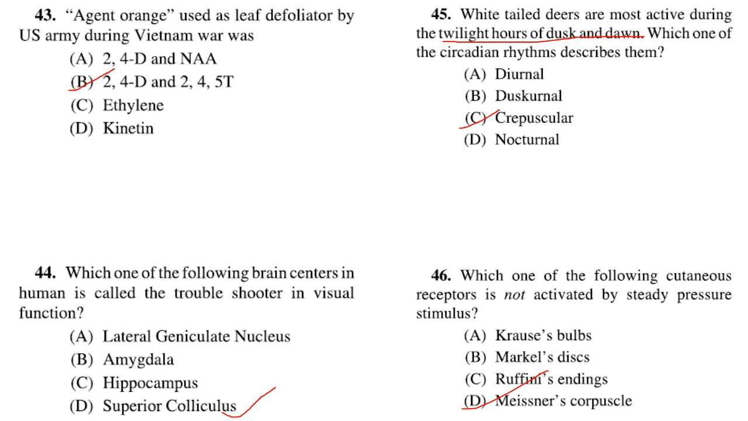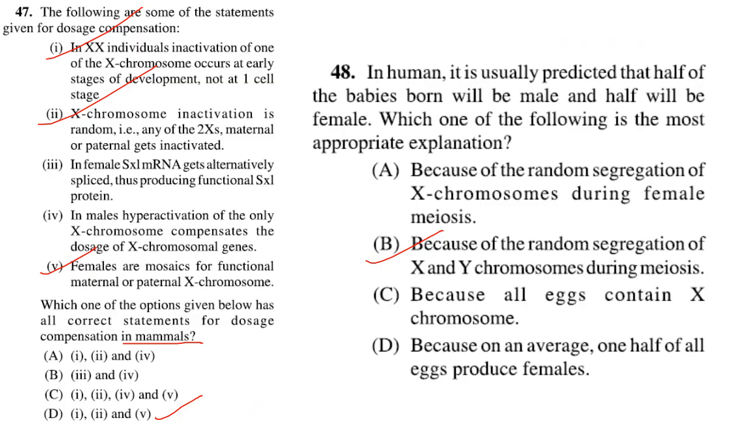Now next one. Which one of the following cutaneous receptors is not activated by steady pressure stimulus? It is Meissner's corpuscle. Then next one. The following are some of the statements given for dosage compensation. In XX individuals, which one of the following options given below has all the correct statements for dosage compensation in mammals?